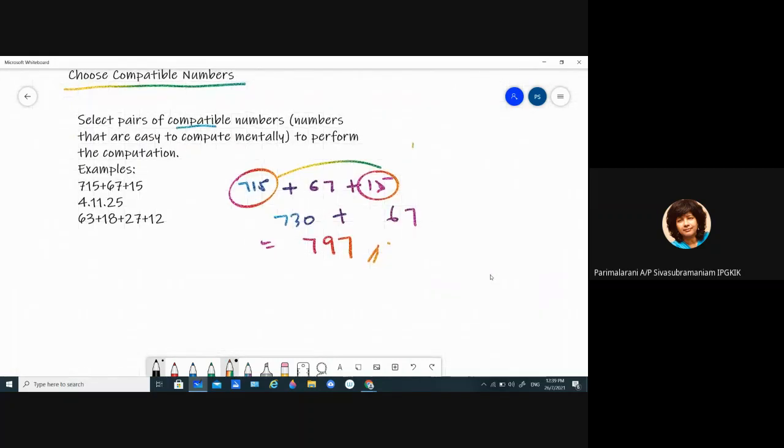Second example, 4 times 11 times 25. You look at the numbers and you see that 4 and 25 are very compatible. So you know that 4 times 25 straight away is 100, times 11 is 1100.